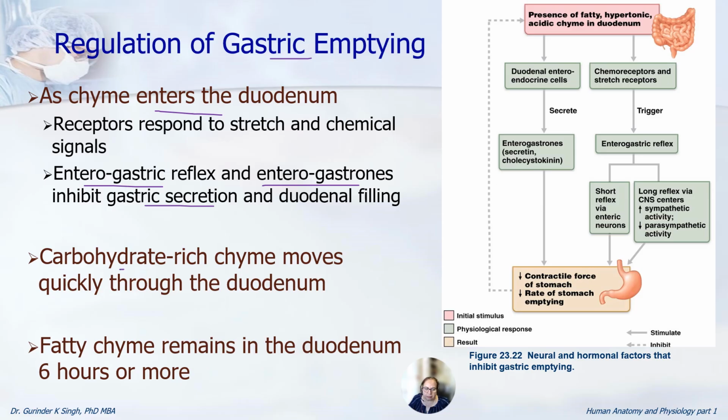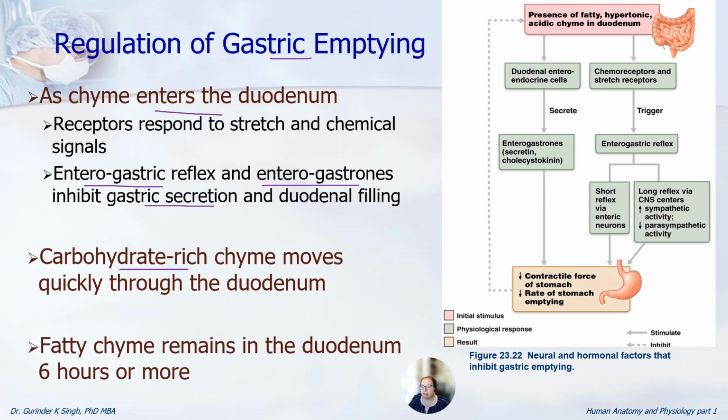If the food is carbohydrate rich, it will move very fast through the duodenum, and if it is fatty, then it will stay in the duodenum for a long time, approximately 6 hours or more. That's why sometimes if we eat too much fried food, it is hard for us to digest. So it all depends upon what kind of food you are eating. If you eat carbohydrates, you get hungry very fast also. Okay, so let's look at this.